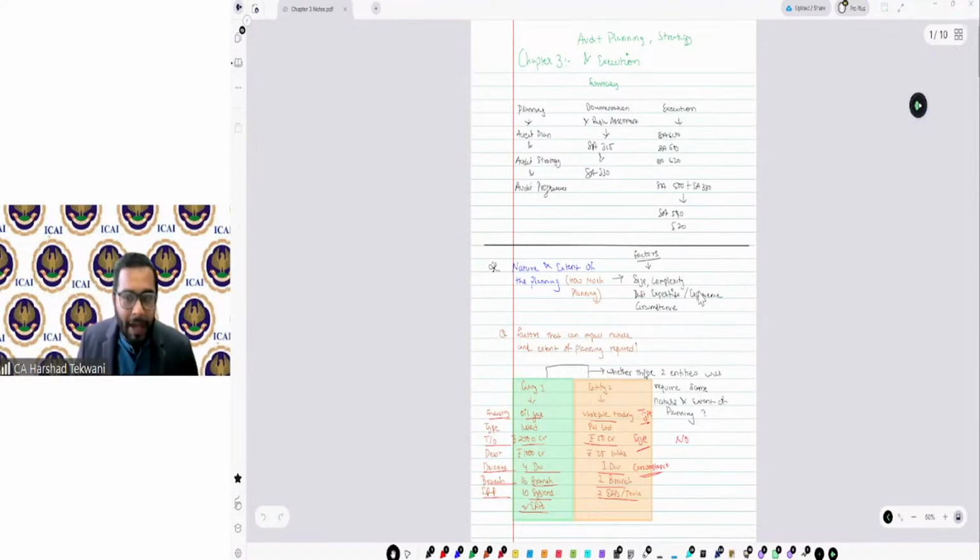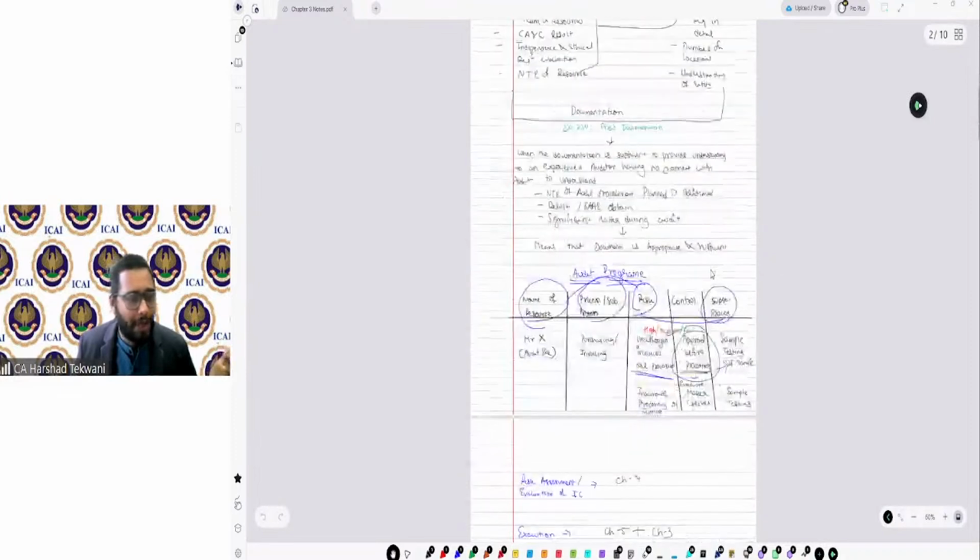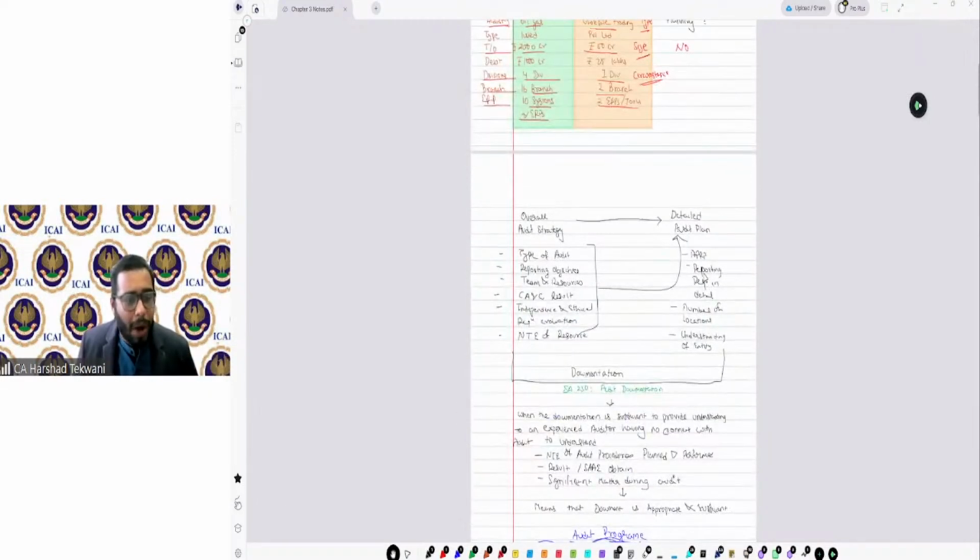So today what we are going to do is continue chapter 3, that is audit planning, strategy and execution. Remember, in the last lecture we discussed in detail our audit planning and overall audit strategy. Then we discussed documenting the audit plan and audit strategy. Then we went on to discuss the audit program, wherein we understood why it is necessary to have a detailed audit program and how the audit program is different from our overall audit strategy and audit plan.